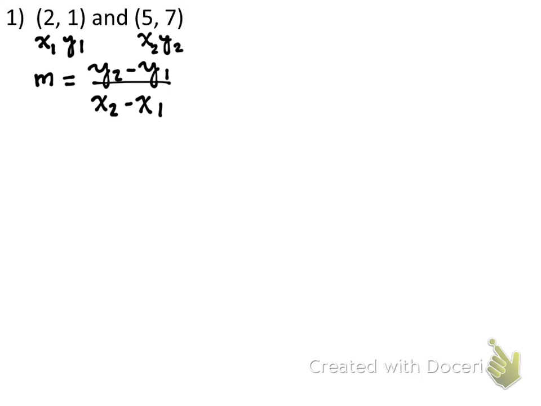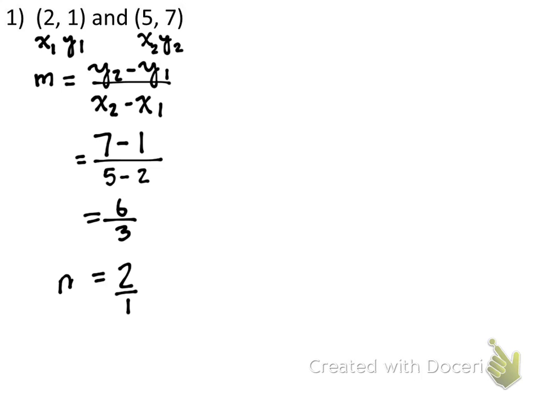We know that our y2 is 7, y1 is 1, so we subtract 1. x2 is 5 minus x1, which is 2. We simplify. 7 minus 1 is 6, 5 minus 2 is 3. We can simplify 6 over 3 as a fraction, or we could divide. 6 divided by 3 is 2. Okay, and that's our final answer, but we need to make our final answer a fraction, so we put it over 1. So the slope of this line is 2 over 1.